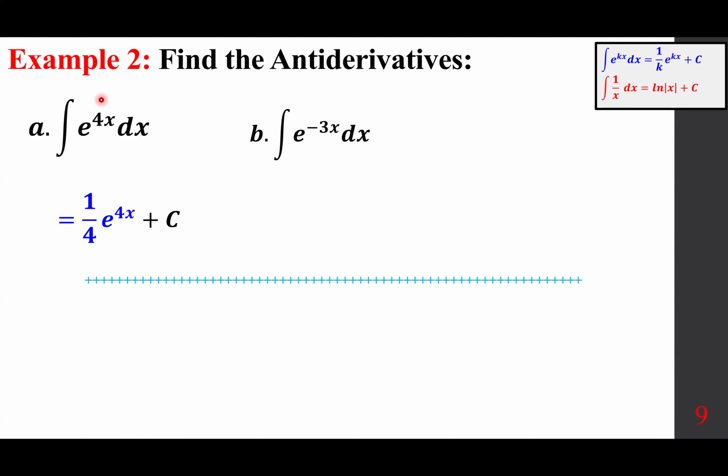What about this one? Again, the answer is itself. But we are integrating, so we're going to divide by -3. So 1 over -3, or simply -1/3, e to the power -3x and a constant.